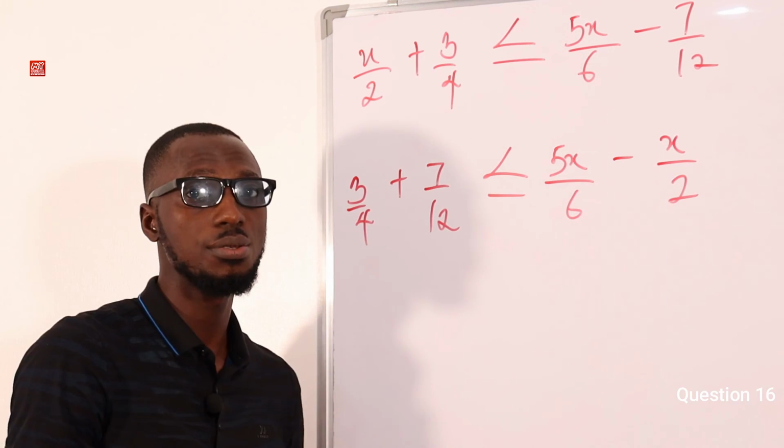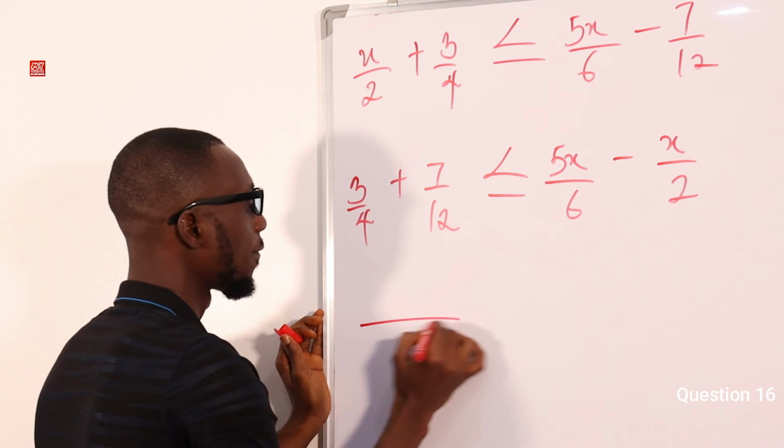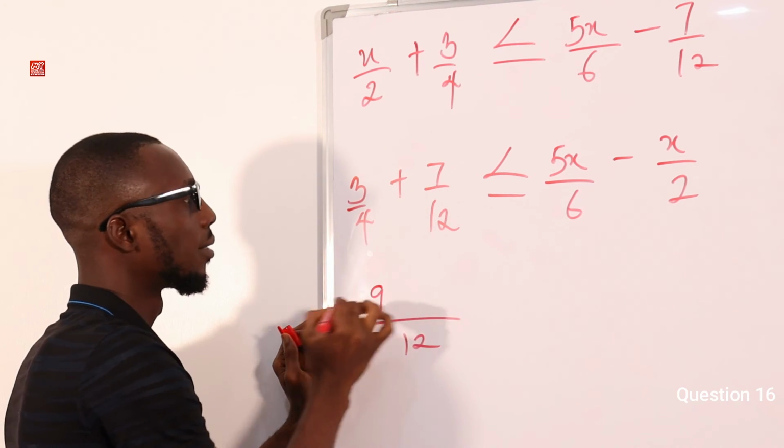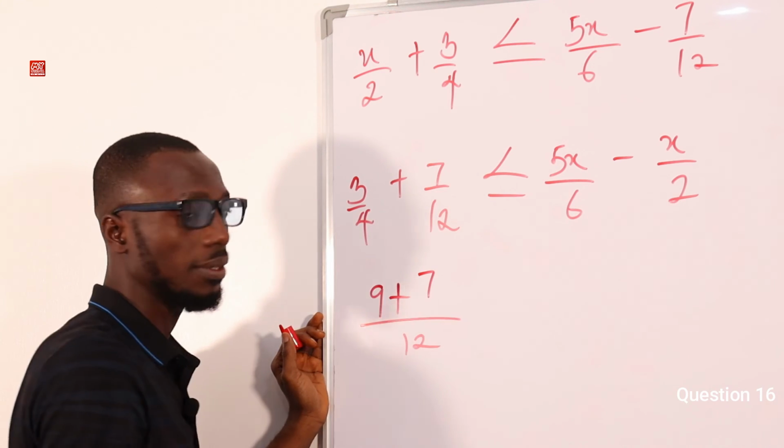Remember, there are different methods to solving this. I just want to use this method. So the LCM here is 12. 4 in 12, that is 3. 3 times 3, that is 9. 12 in 12, that is 1. 1 times 7, that is 7.